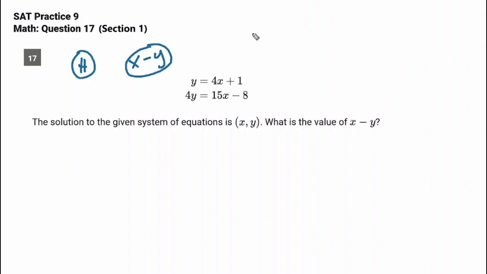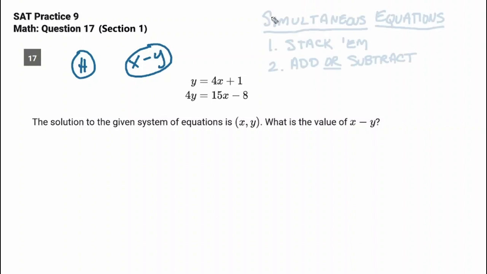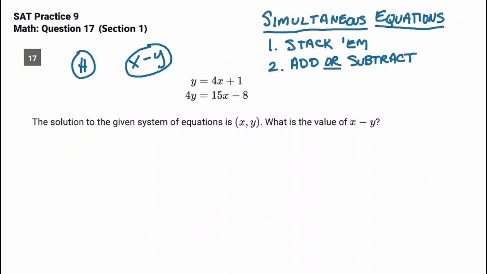Guys, this problem is simultaneous equations. How do you know? Because you got two equations. Evil Testing Service loves simultaneous equations. They come up all the time. They're going to come up on your SAT. And when they do, all you got to do is stack them and then add or subtract. So start by rewriting the equations.